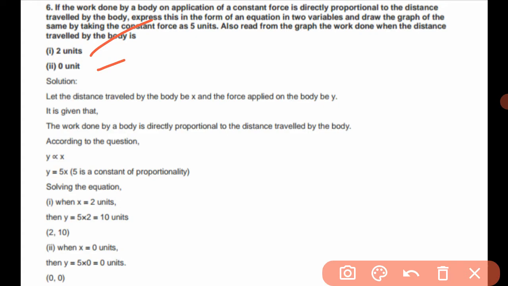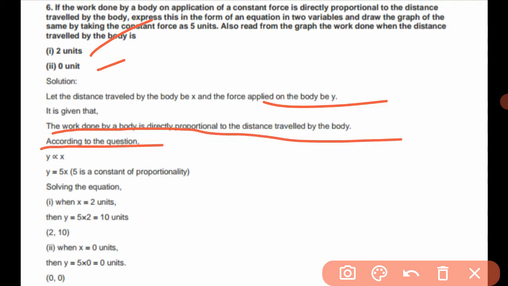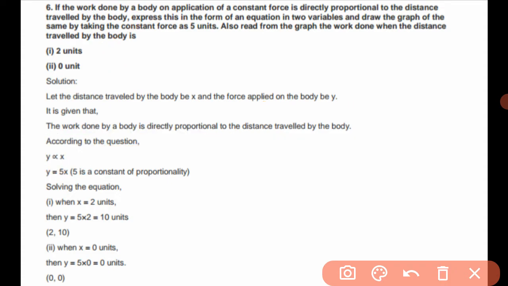Now in the solution, let the distance traveled by the body be x and the force applied on the body be y. It is given that the work done by the body is directly proportional to the distance traveled by the body. So according to the question, we know that y is directly proportional to x. Work done is directly proportional to force. So y will be equal to 5x, as 5 is the constant of proportionality.